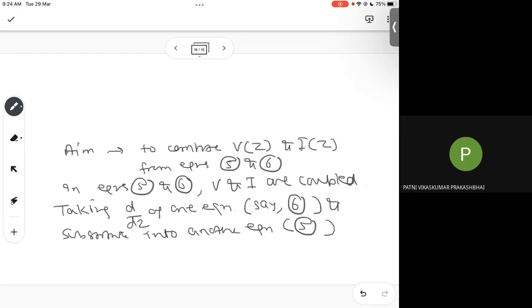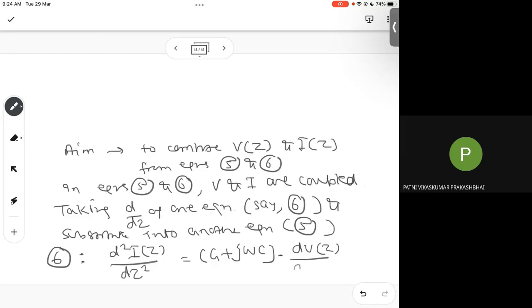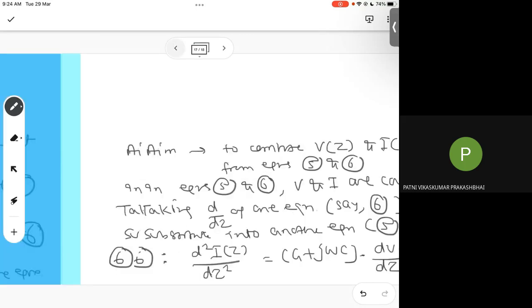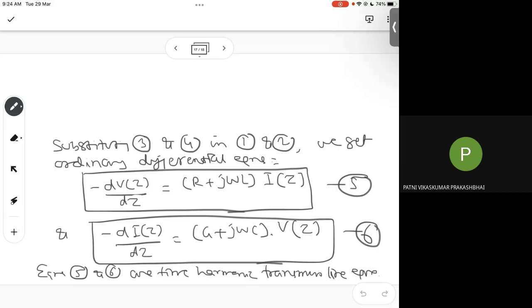Okay, let's see. So I pick this equation and take the d by dz of that equation. So it becomes d square Iz by dz square is equal to, I will go back to equation number 6 again to show that, dVz by dz. Just for your reference, I picked equation number 5, and I took the d by dz of equation number 6. So it becomes d square Iz by dz square equals (G plus j omega C) dVz by dz.